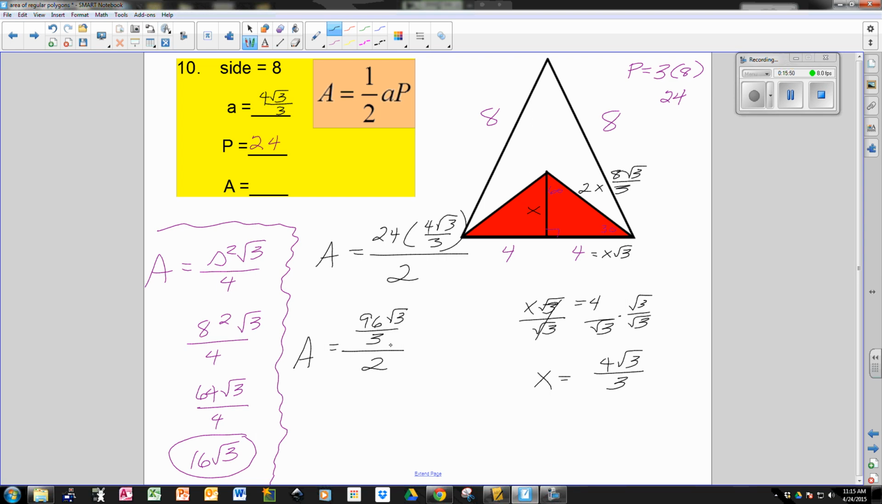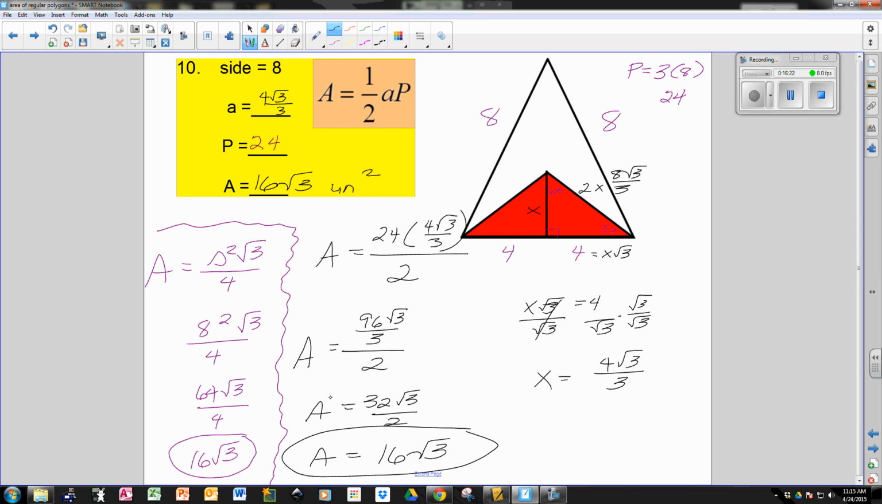Well, what's 96 divided by 3? It's 32. So now I've got 32 square root of 3 over 2, because I really haven't done anything with the 2. I just keep playing with the numerator. Now I can do 32 divided by 2, which is 16 square root of 3. So here's your final answer, which we knew because we used the easier formula first so we could check against it. So 16 square root of 3 units squared.